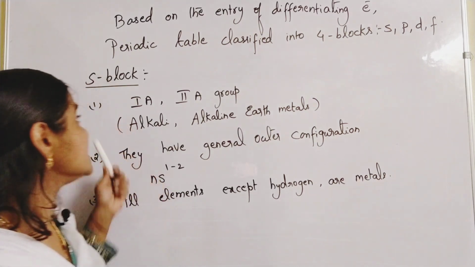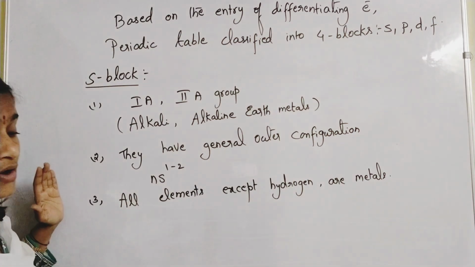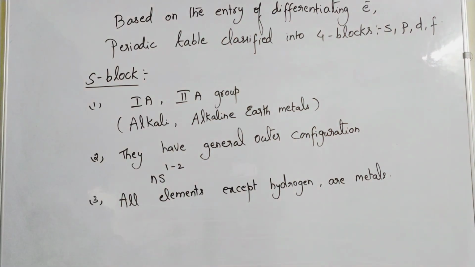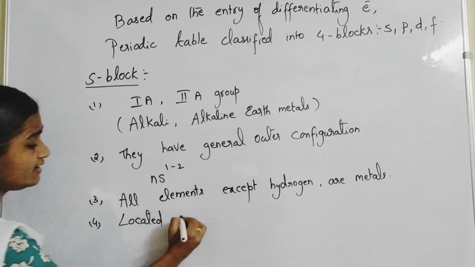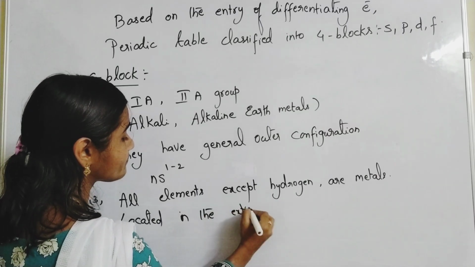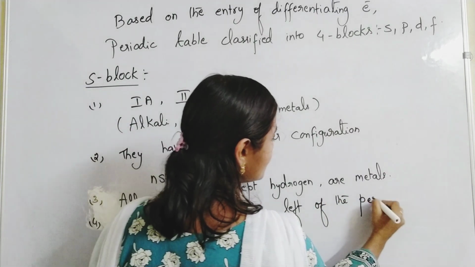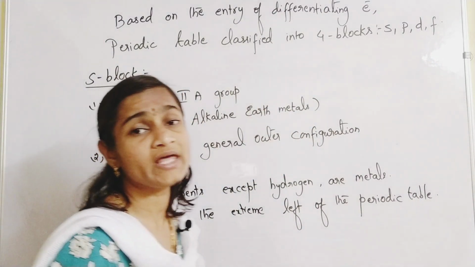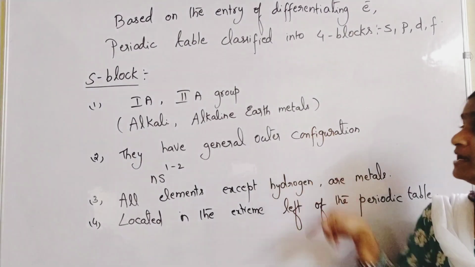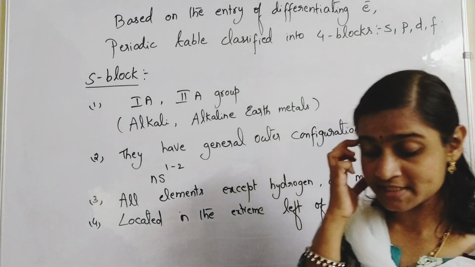These S block elements are located extremely to the left of the periodic table, on the left side. They are generally located in the extreme left of the periodic table. So these are the general characteristics, general points of S block elements, so you must note them down.